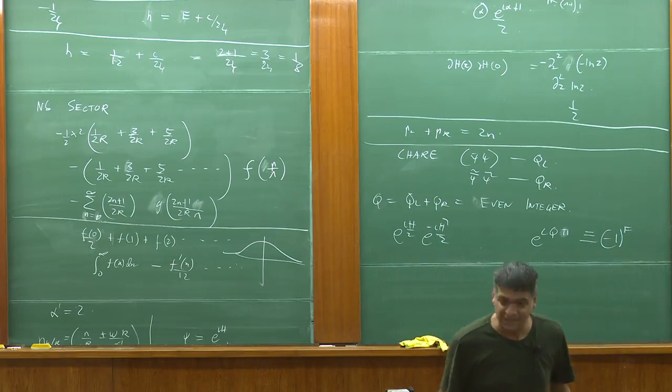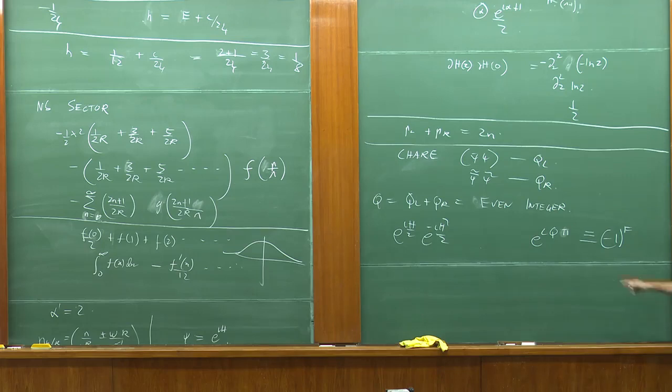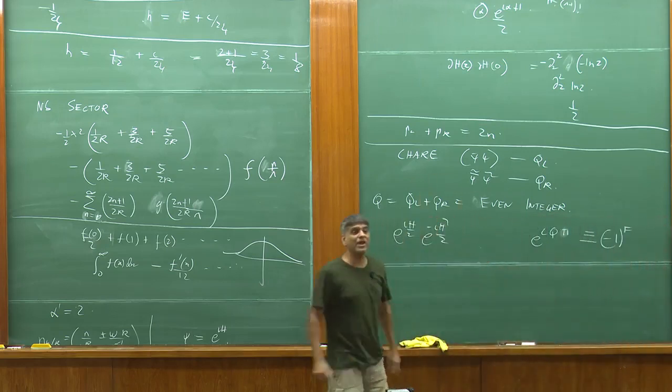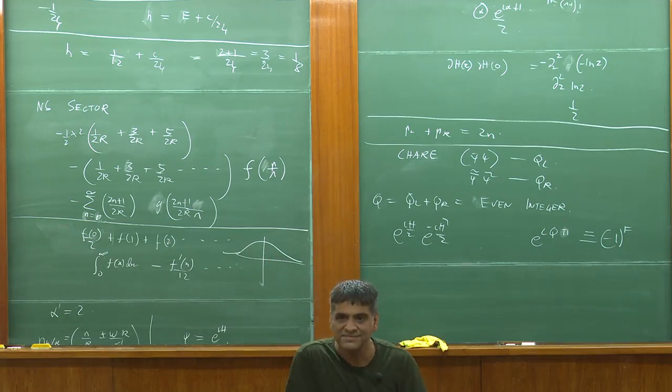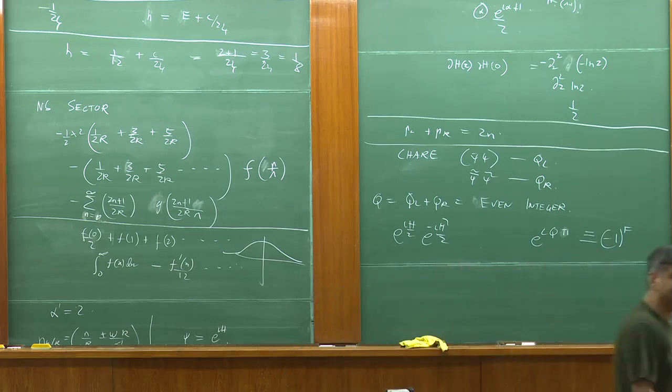Is this clear? Now, what we have concluded from here is that this operator, which I'm going to call minus 1 to the power f, because everyone does that, is always 1 on all our states. That was the content of saying that p left plus p right was an even integer. So q always was an even integer. So e to the power i q pi was always 1. Okay? So the bosons are telling us that in the fermions, we should not be looking at all states in the fermions.